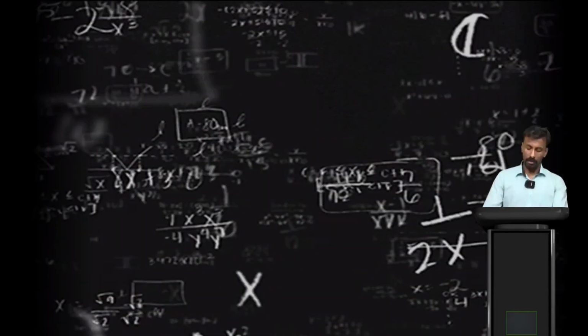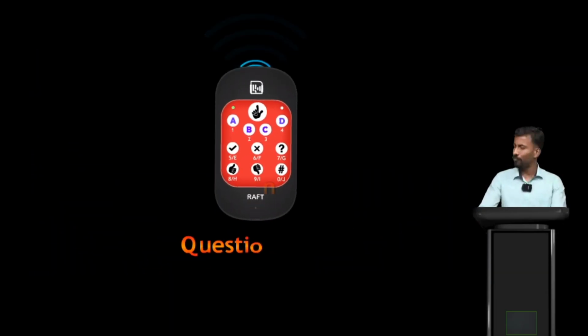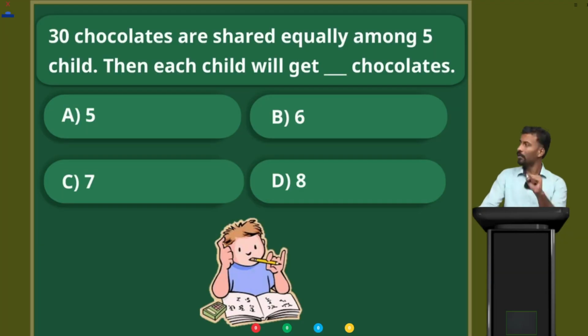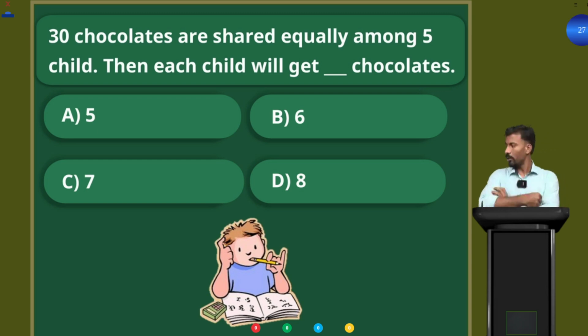Now, arithmetic expressions. Here we go. Next. So there is a question time for you. It will be a simple question. Look, 30 chocolates are shared equally among 5 children. Then each child will get dash chocolates. So there are 30 chocolates and the total number of children is 5. How many chocolates will be in the hand of each child? You have to find out option A, B, C or D. I am giving you 30 seconds. So answer it properly, students.